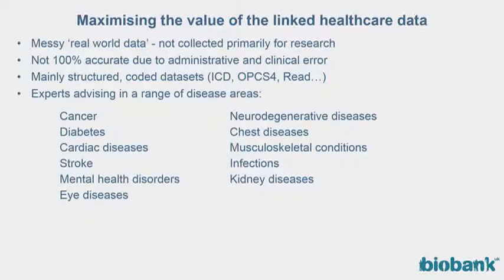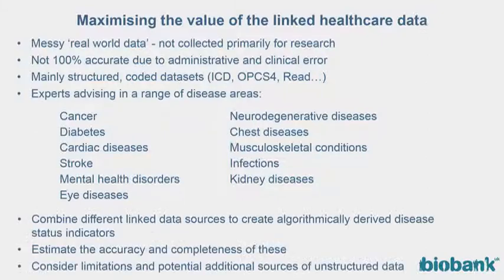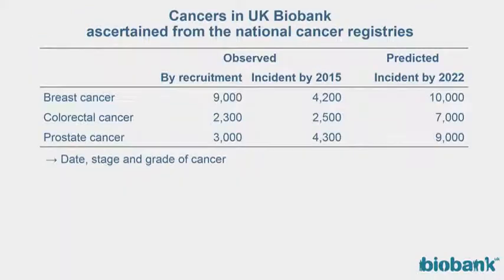And we've engaged with experts advising in a wide range of disease areas to help us understand these data and maximize their usefulness. In particular, in the initial phases of our work, combining these different linked data sources to create derived disease status indicators so that researchers who use the UK Biobank don't have to go into the messy data but can use disease flags to help them on their way and speed up the process of their research. We've been trying to estimate the accuracy and completeness of these data and consider their limitations and think about potential additional sources of unstructured data that might reveal substantially greater, deeper phenotyping information.